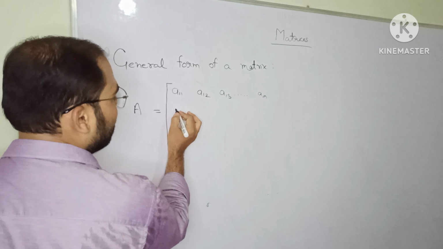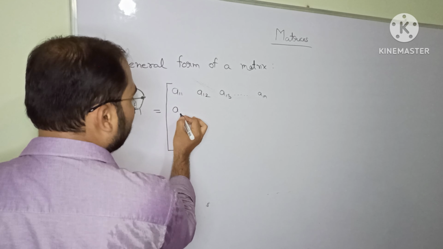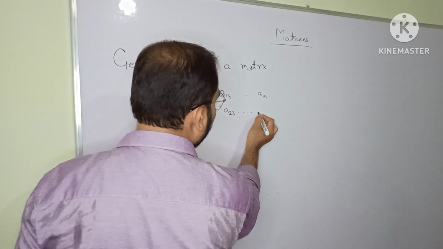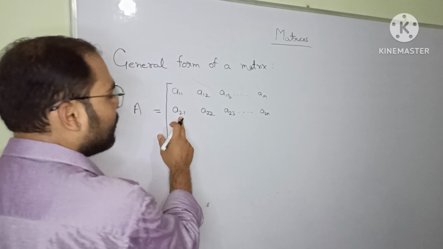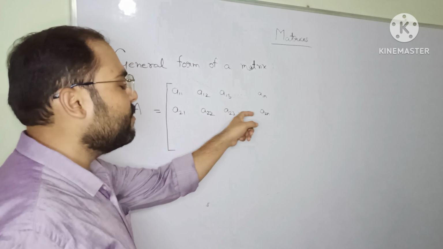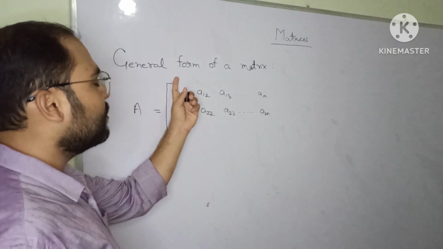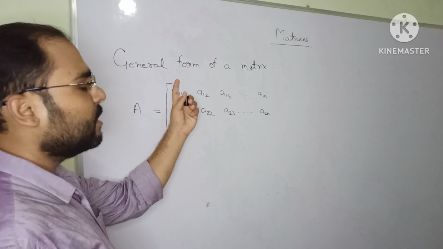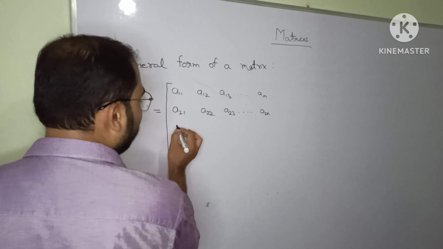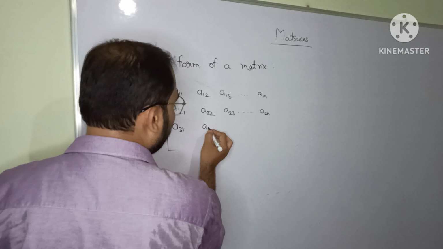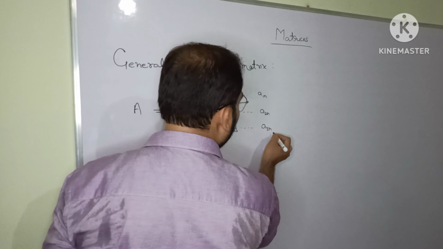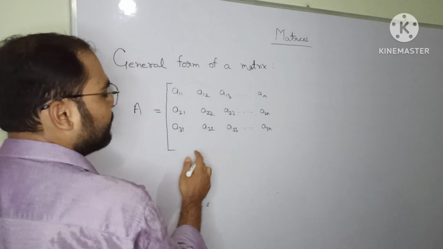So we will write the second row as A21, A22, A23 up to A2n. Here the first number represents the row in which this element exists and the second represents the column in which this element exists. A22 represents second row and second column. Similarly, A31, A32, A33 up to A3n. Here n represents the number of columns.